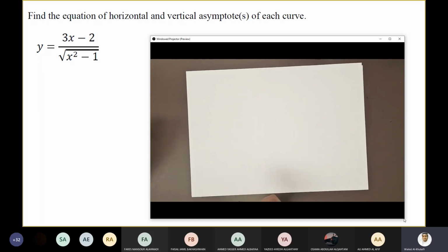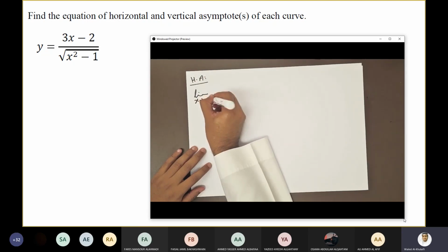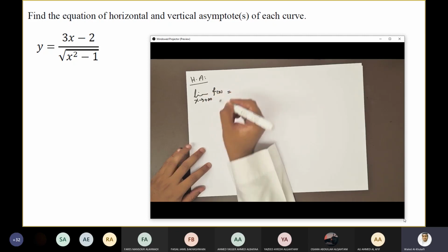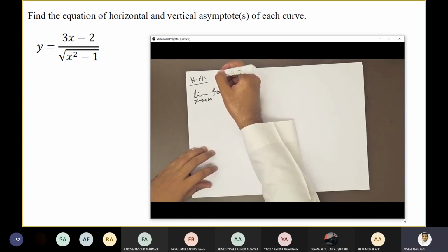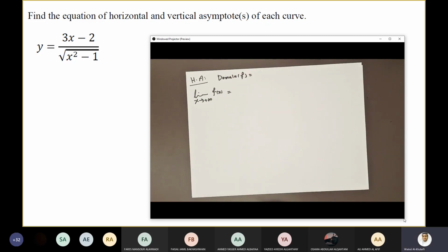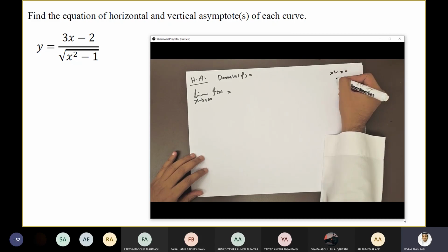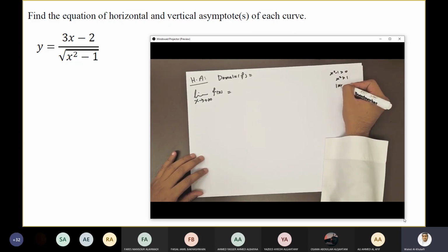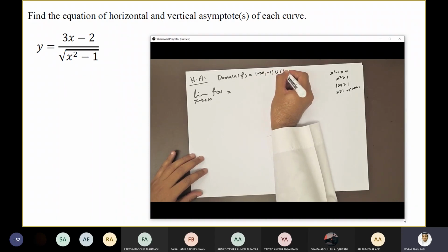Let's say horizontal asymptote. Let's check the limit as x goes to plus infinity of f of x. By the way, Shabab, what is the domain of this function? Yes, Faisal? x squared minus 1 is greater than 0. Greater than 0 means x squared is greater than 1, which means the absolute value of x is greater than 1. You know that x greater than 1 or x less than negative 1. So it means negative infinity to negative 1, union 1 to infinity.